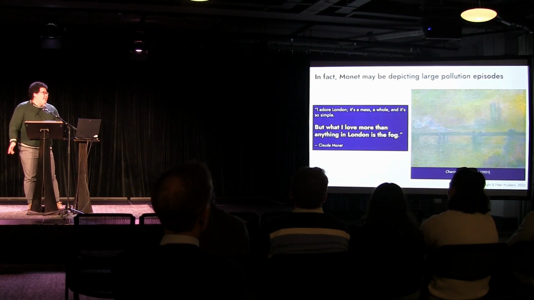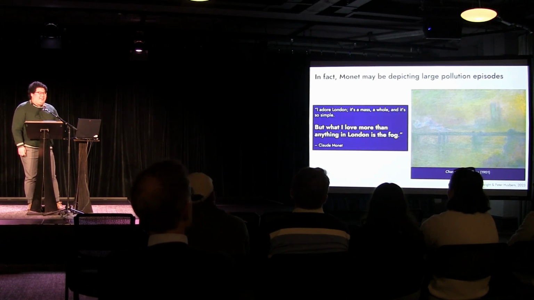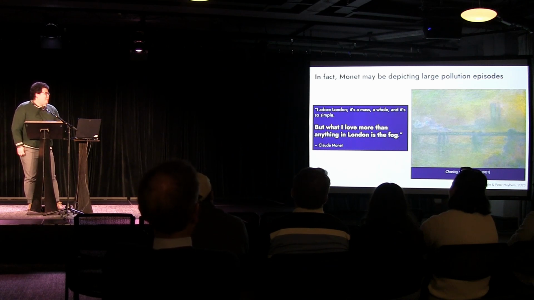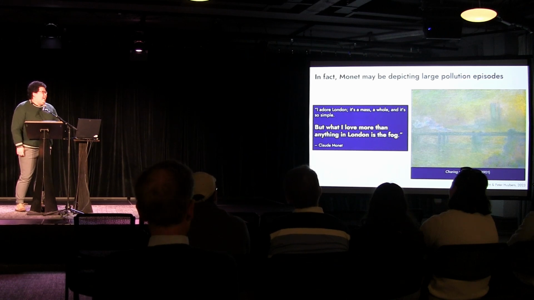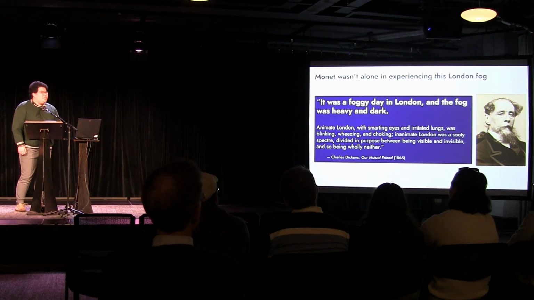And so Monet really loved this fog. In fact, there's this one quote that I really love. "I adore London, it's a mass, it's a whole, and it's so simple, but what I love more than anything in London is the fog." It's really, really cool, and I guess it shows that it was really intentional when he's depicting all this low contrast imagery. And this fog wasn't just relegated to Monet and his paintings.